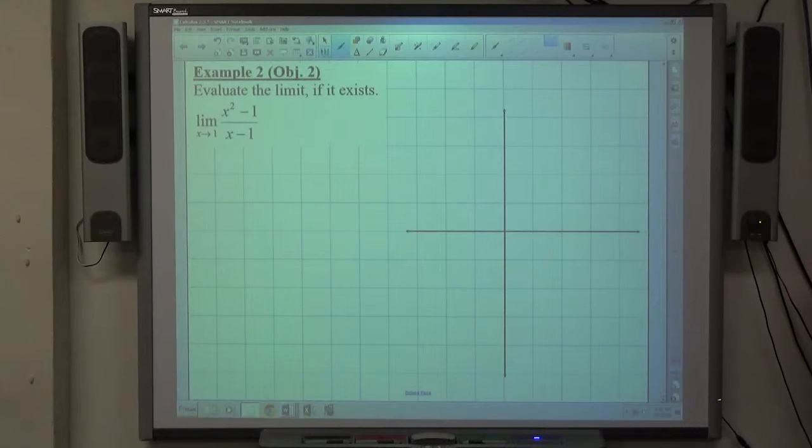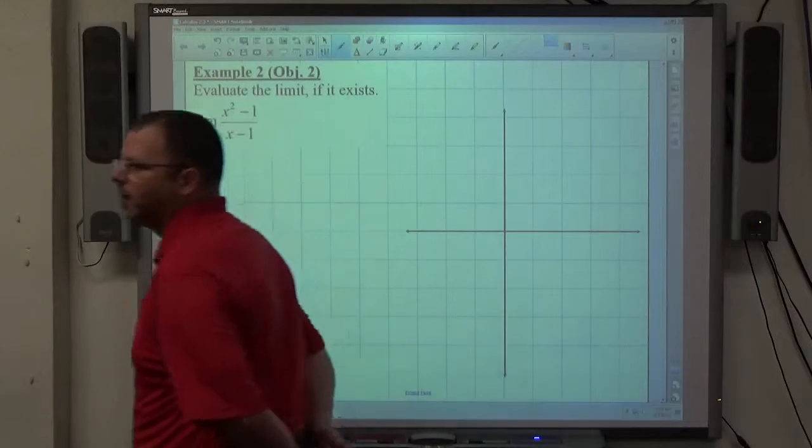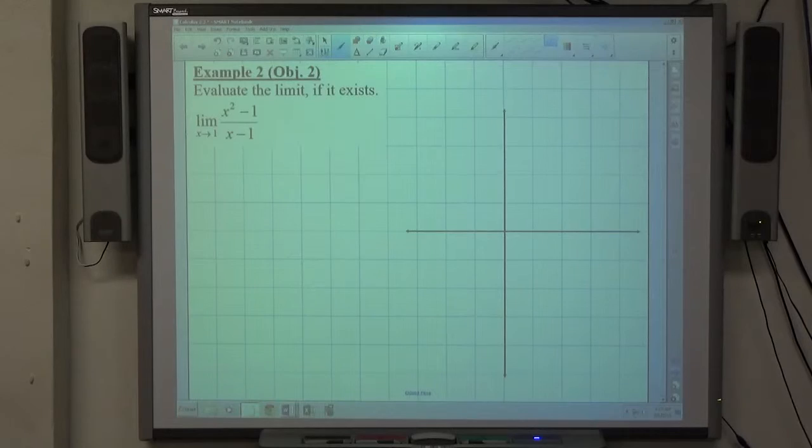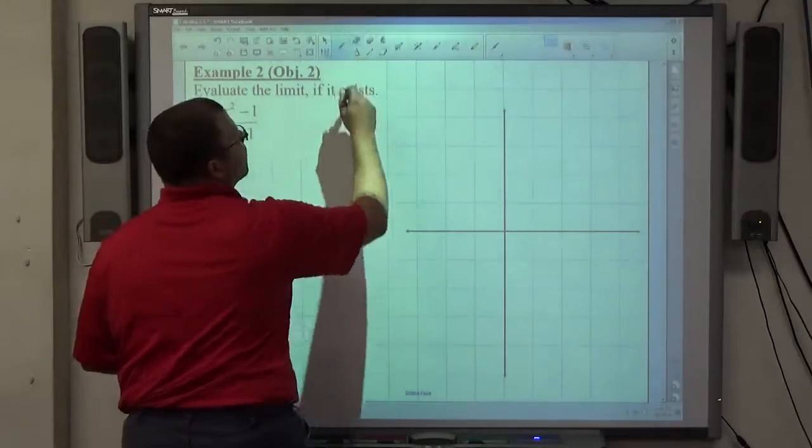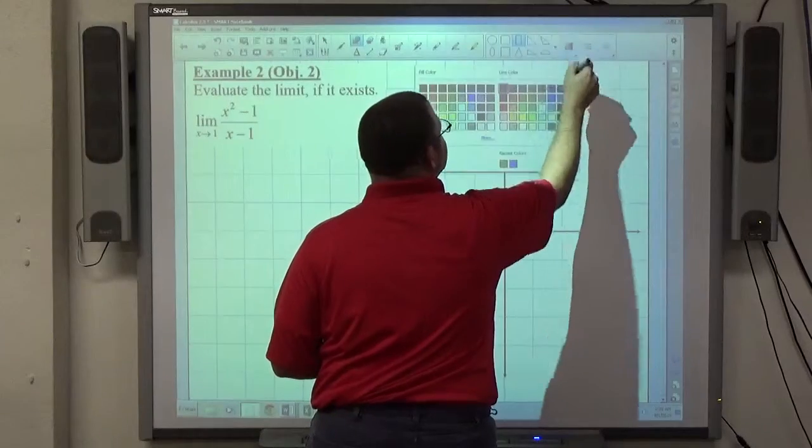Looking at example 2. Evaluate the limit if it exists. I don't know why I got this graph here, but I do. You don't need a graph for this. Maybe I graphed it after I was done one year in the state. All right, let me get some white paper here to write on.